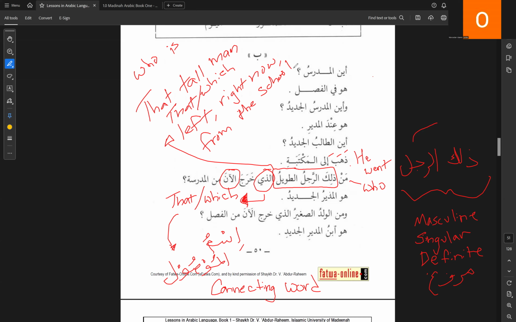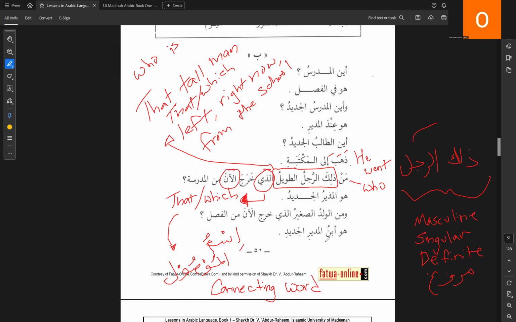It's very specifically worded so that we can practice connecting the words. Okay? I'll say it again. من ذلك الرجل الطويل الذي خرج الآن من المدرسة. Who is that tall man that left just now from the school? Make sense? Okay. هو المدير الجديد. He is the new principal.